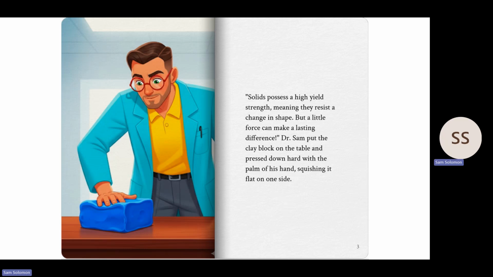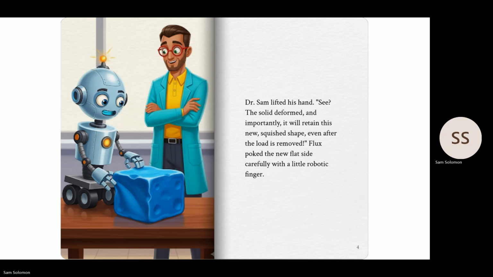Dr. Sam put the clay block on the table and pressed down hard with the palm of his hand, squishing it flat on one side. Dr. Sam lifted his hand. "See, the solid deformed, and importantly, it will retain this new squished shape even after the load is removed." Flux poked the new flat side carefully with a little robotic finger.